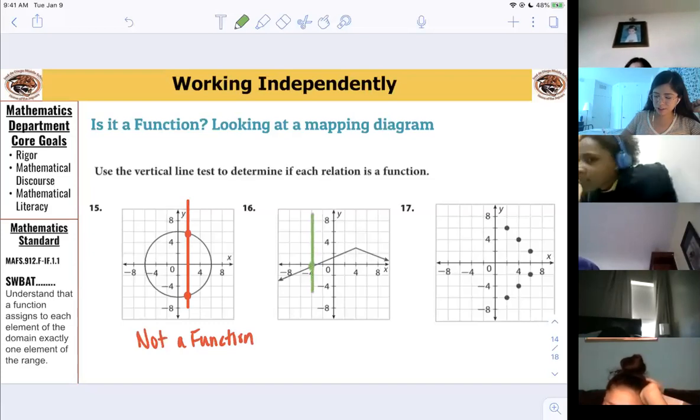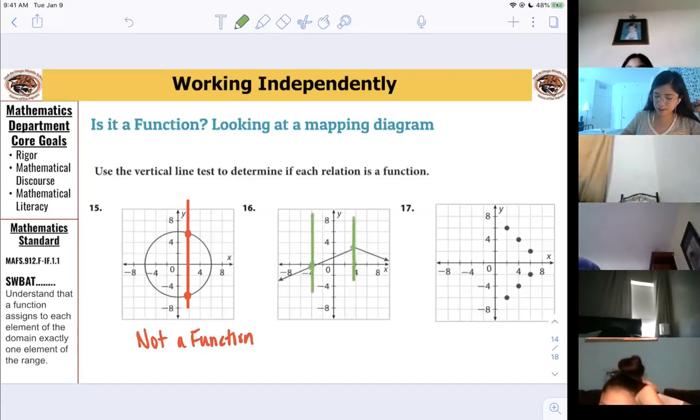Everywhere you try, it's only going to go once. You're only going to see one dot. So this one's all good.